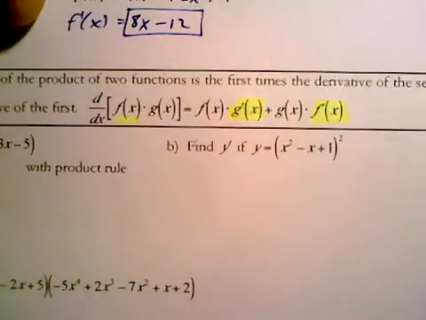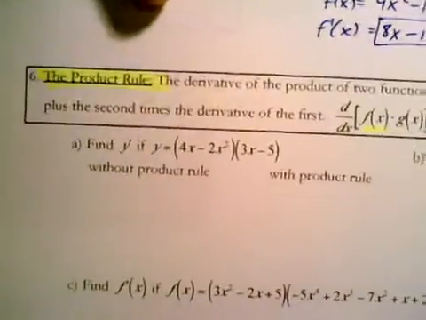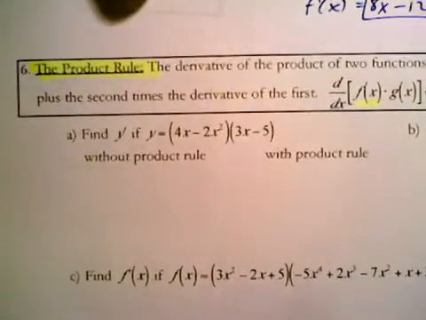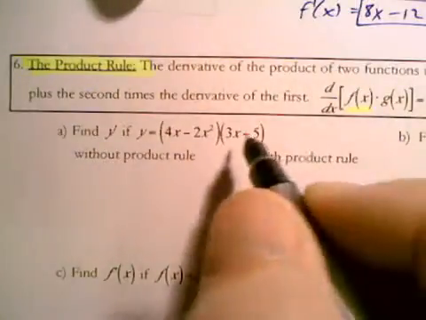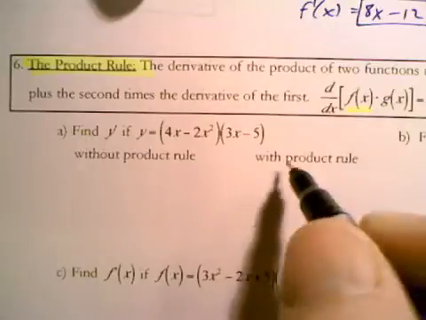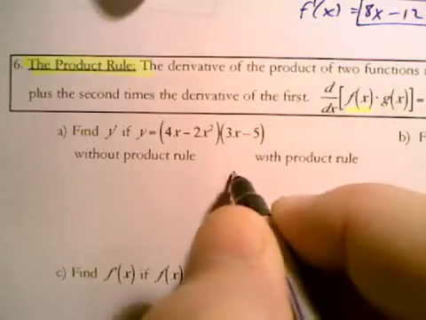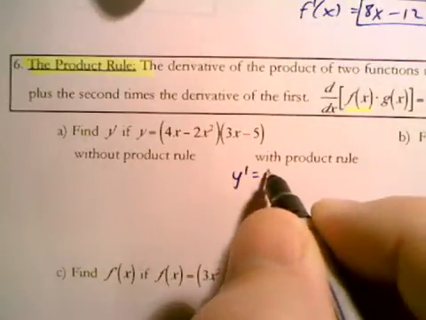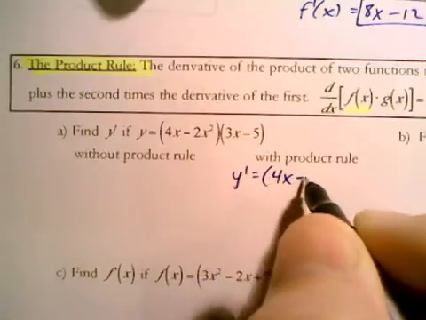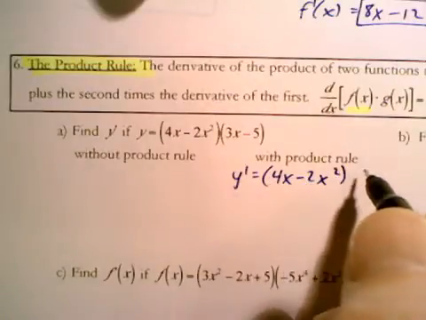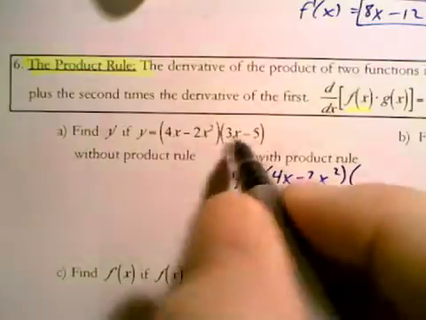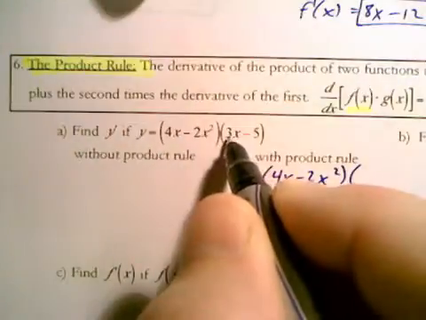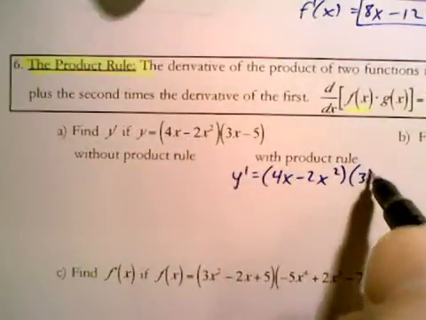I'm not going to make you multiply this out on your own. I'll do this. I'm going to do it with the product rule, without the product rule. So with the product rule, y prime would be equal to the first function, 4x minus 2x squared, times the derivative of the second function. The derivative of the second function is the derivative of 3x, which is 3.